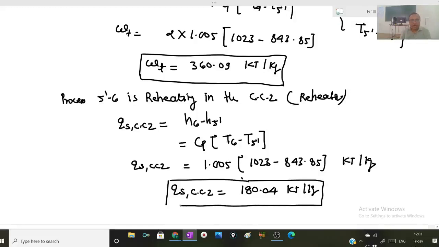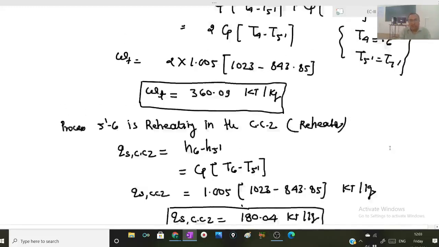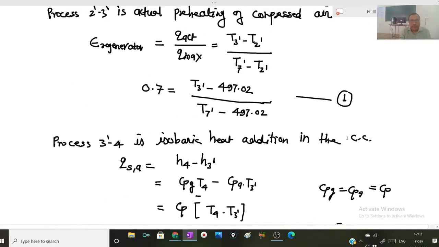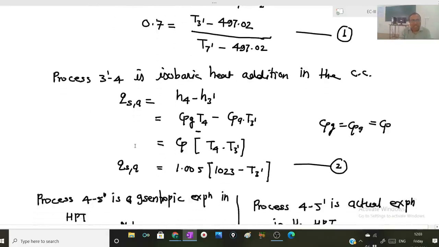Now I have all the temperatures known to me. So let us get back to the problem, particularly this one. I know the value of T7 dash. Now using equation 1 I can calculate T3 dash. Once I am able to calculate T3 dash, I can calculate the heat supplied in combustion chamber 1 using equation 2. So let us solve this.